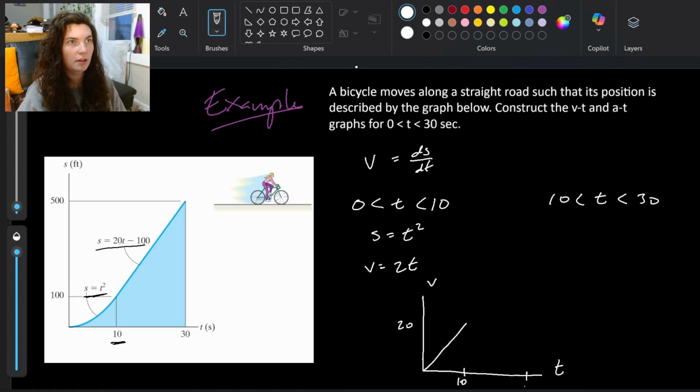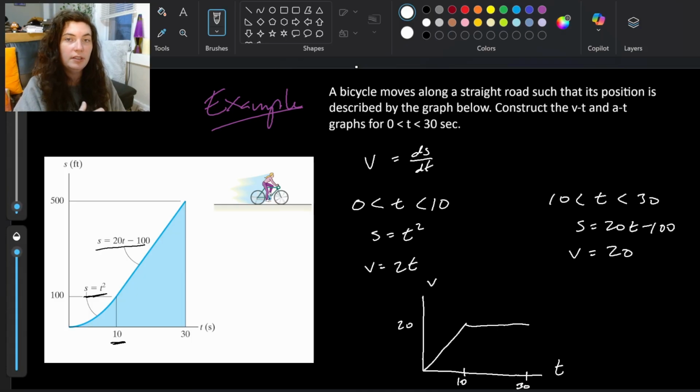Now we'll need that other part of the graph that goes all the way out to 30 seconds. Our s for the second part of the graph is 20t minus 100. We take the derivative of this function to get velocity, so v is 20. So v is just a constant 20 between 10 seconds and 30 seconds. Easy enough, we can plot that on our graph, a constant straight line at 20. And that's it.